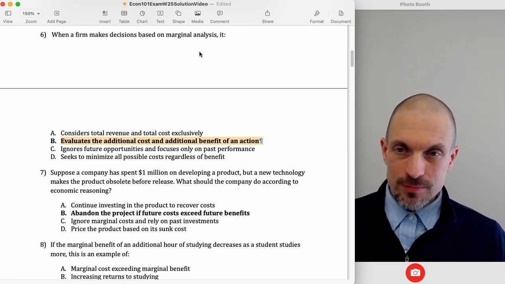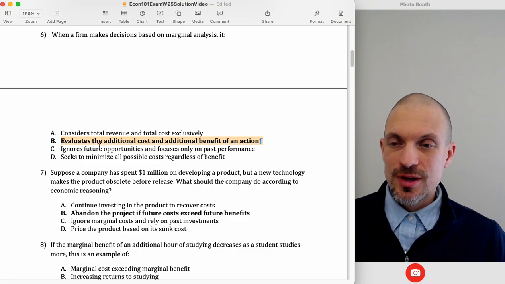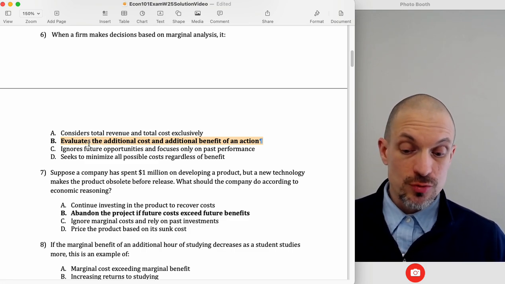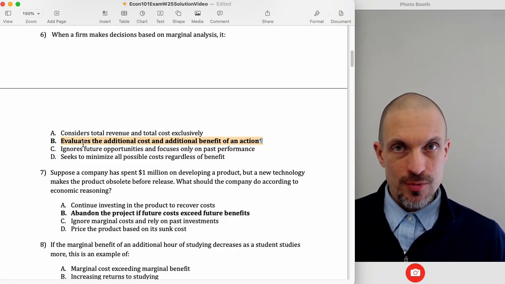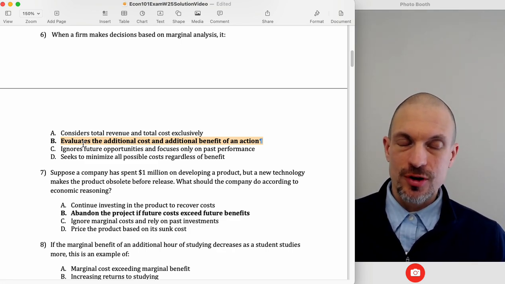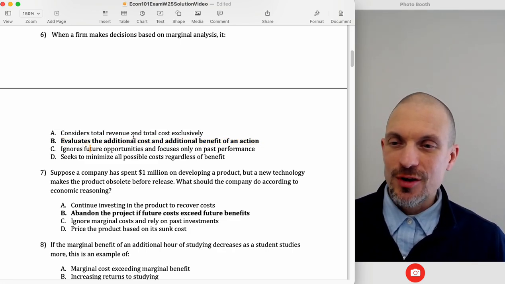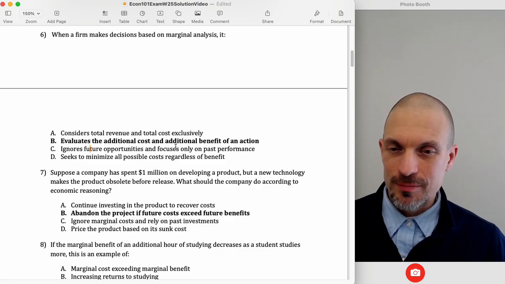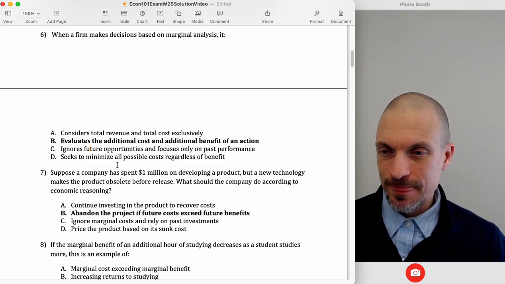The marginal principle requires us to incrementalize, to break down the total cost into the cost of one more unit, or to break down the total benefit into the benefit of one more unit. And so evaluating the additional cost and the additional benefit is marginal analysis.